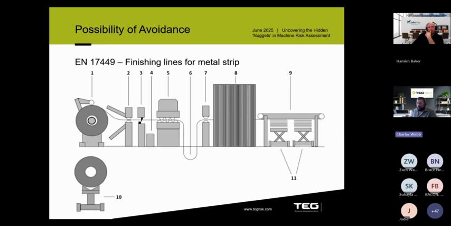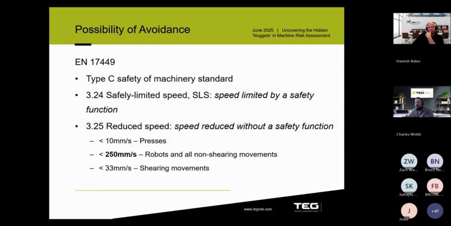So here's some really good examples of limited speeds. Yep, that's a Type C standard. We've got two definitions here, which I thought you might be interested in. First one is a safety limited speed, 3.24 or SLS. That's a speed that's limited by a safety function. So if we go outside the boundary of what is safe, or what we've determined as being safe, then the safety control system reacts and slows the machine down, whether it be by de-energization or whatever. Maybe it trips a safety function.